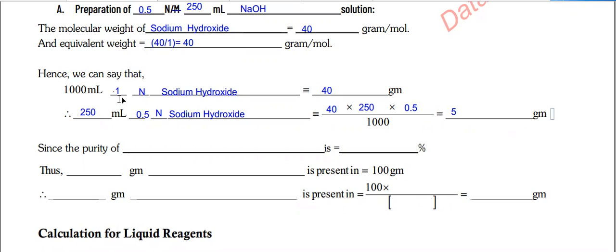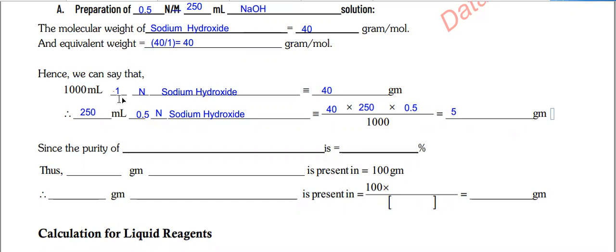Okay. Our calculation has been completed, and we have to take 5 grams sodium hydroxide and take it in a 250 ml volumetric flask, add a small portion of water, completely dissolve this 5 gram and add additional amount of water to make up the volume 250 ml.